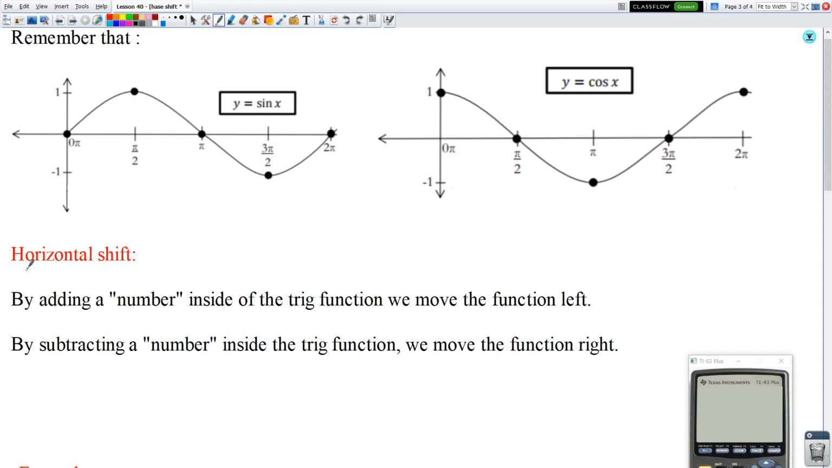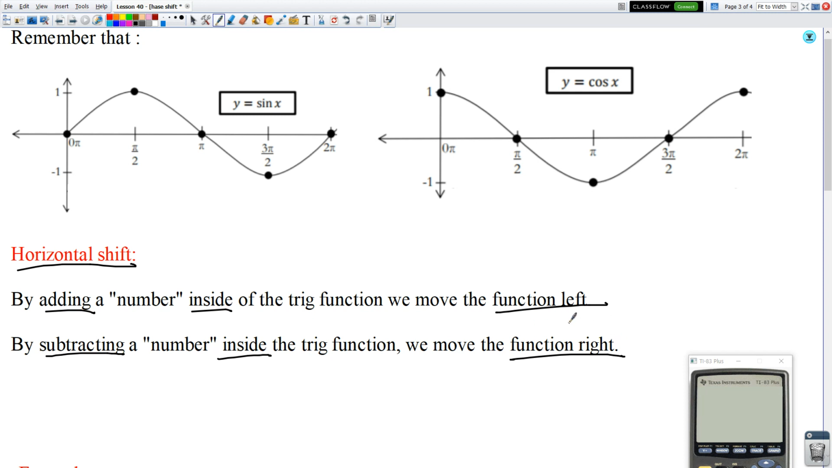Now, for the horizontal shift, it's a little bit different. Because if we're adding a number inside, you might think that you're going to be moving to the right, but no. When it comes to horizontal shift, you're going to go against your intuition, because if we add a number inside, the function will actually move to the left side, and vice versa. If we're subtracting a number inside, your function will be moving to the right.